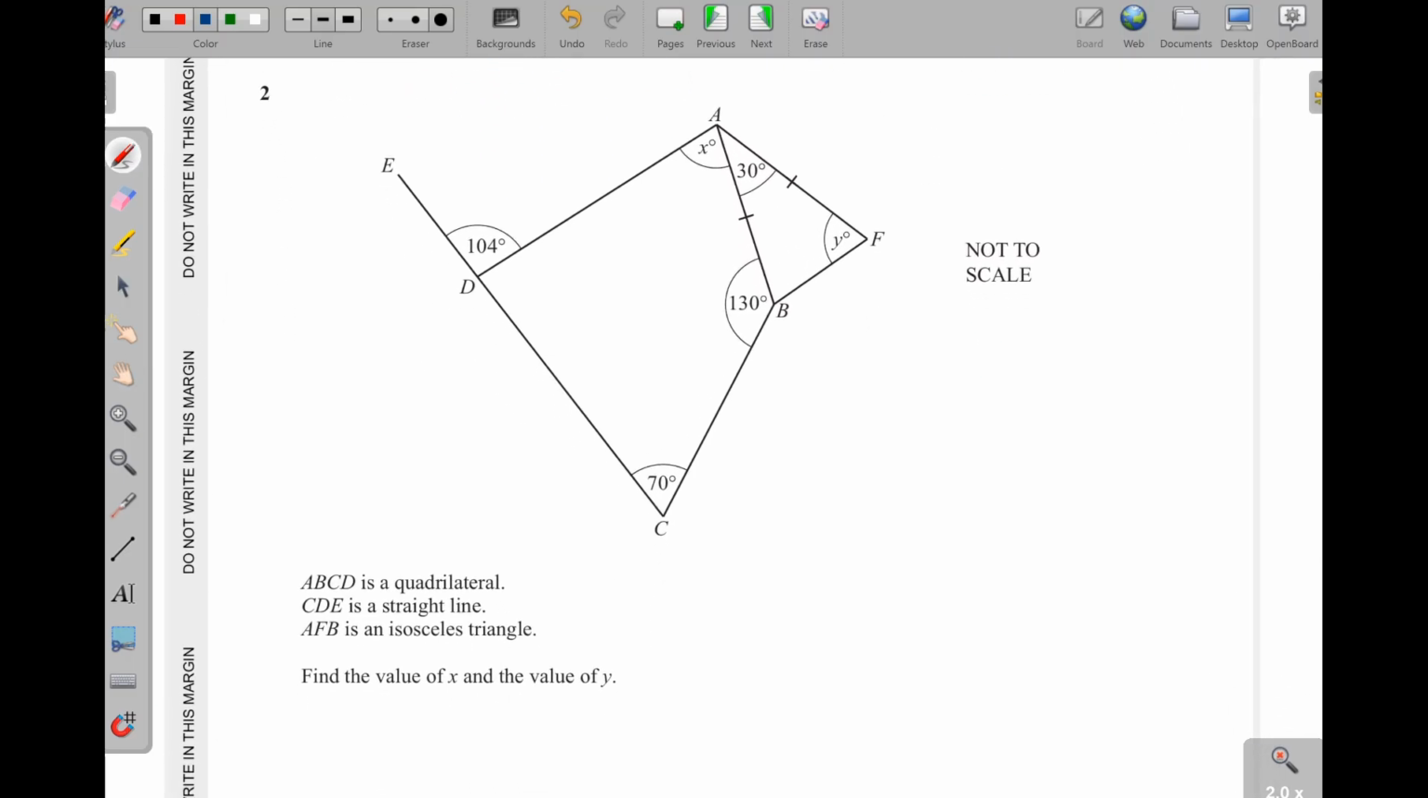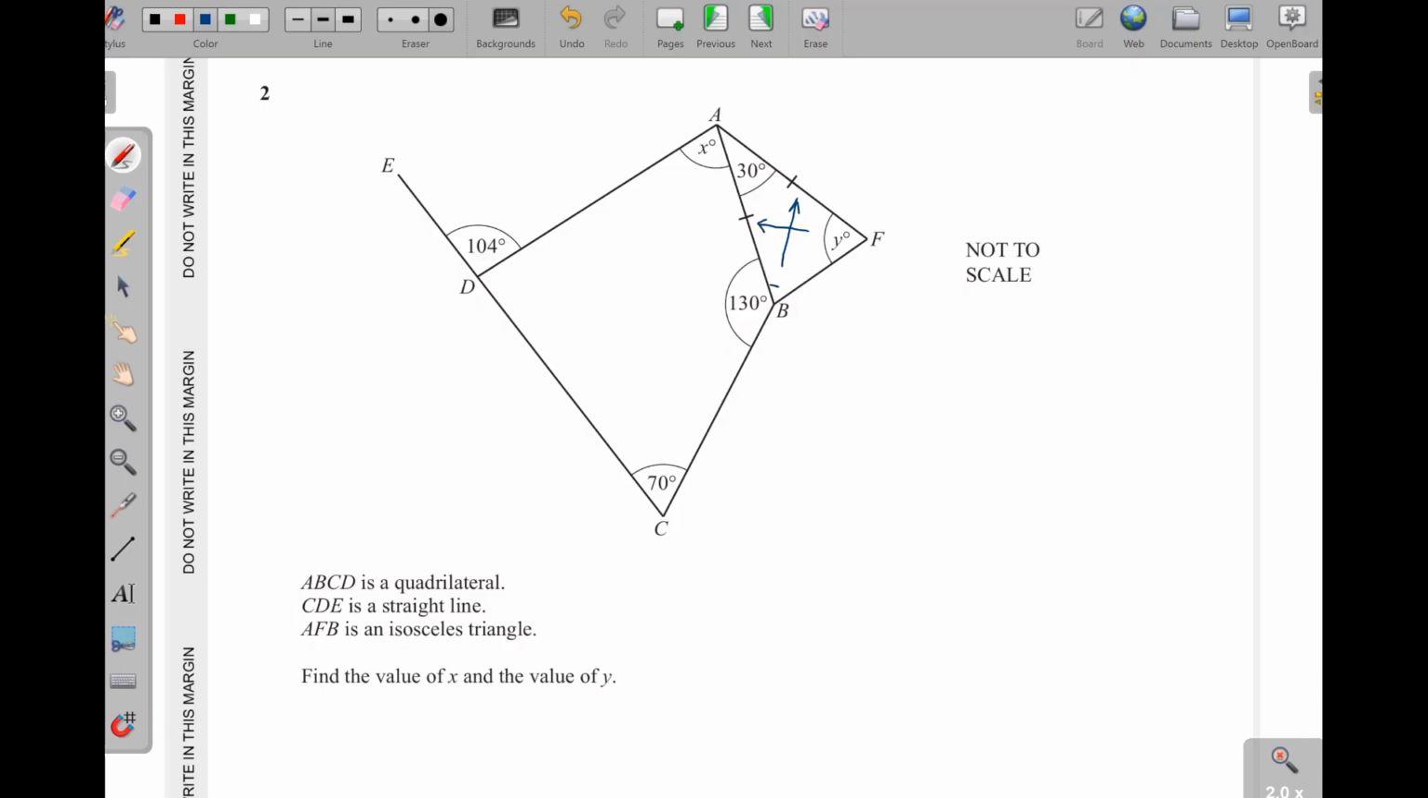Then after that, question 2 is from angles. They are saying that ABCD is a quadrilateral, CDE is a straight line, and AFB is an isosceles triangle. Find the value of x and the value of y. Since this is an isosceles triangle, the angles opposite the equal sides are equal, so these angles are equal.